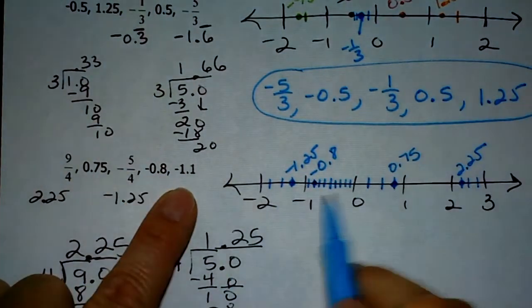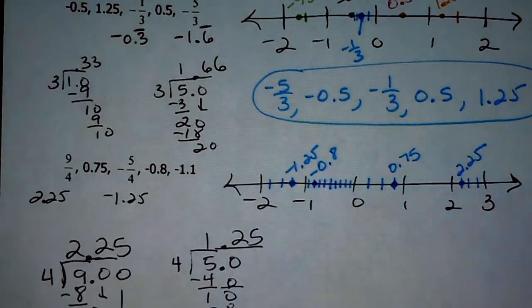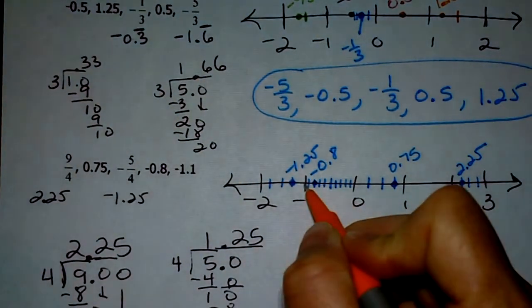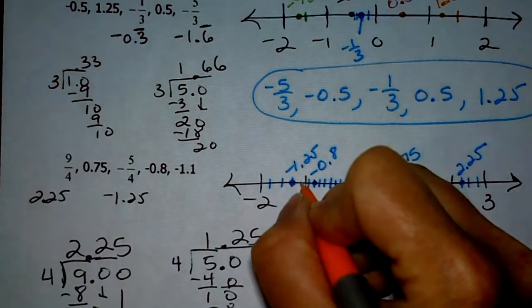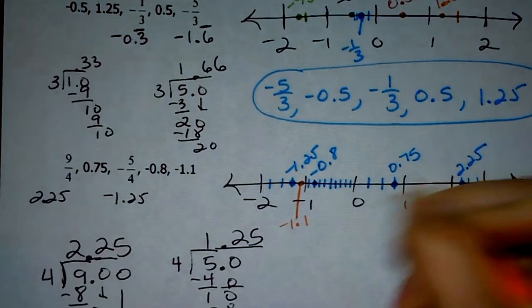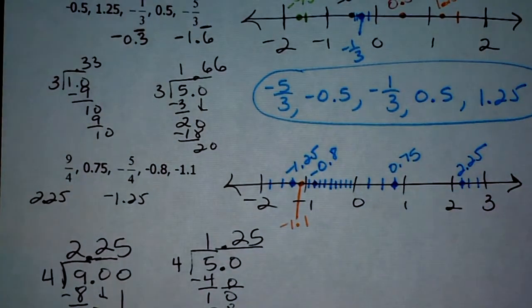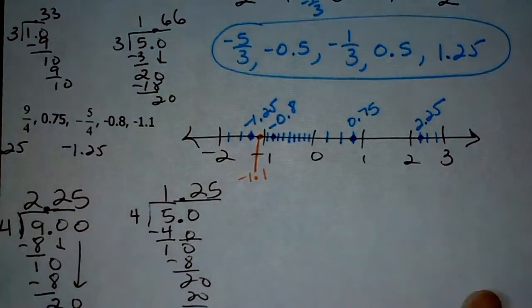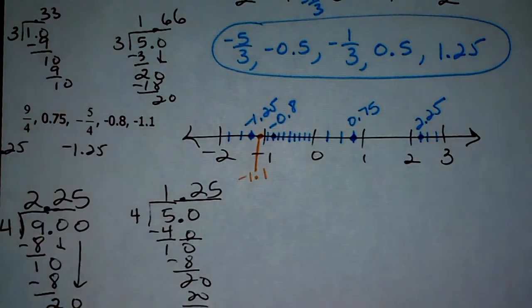The last one I have is -1.1. And I'm going to use a different color just so it doesn't get confused. Here's -1. I'm heading to the left. -1.1 would probably be right about there. So again, we've got all these values set. All we need to do is write what happens from left to right, because that's least to greatest.